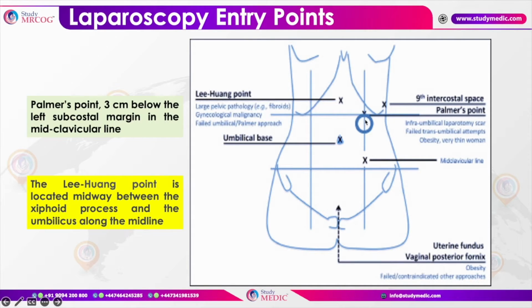So the most common, we all know, is the umbilicus. The alternative points are Palmer's point, which is 3 cm below the left costal margin in the mid-clavicular line. The other point is the Lee Huang point. So if you join a line between the xiphisternum and the umbilicus, the midpoint of it is the Lee Huang point.